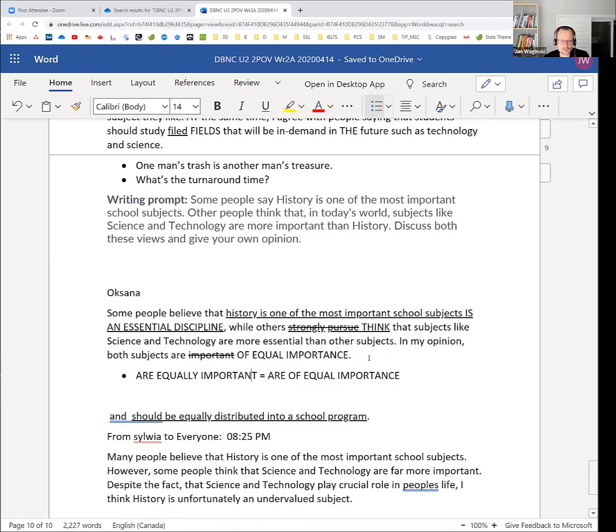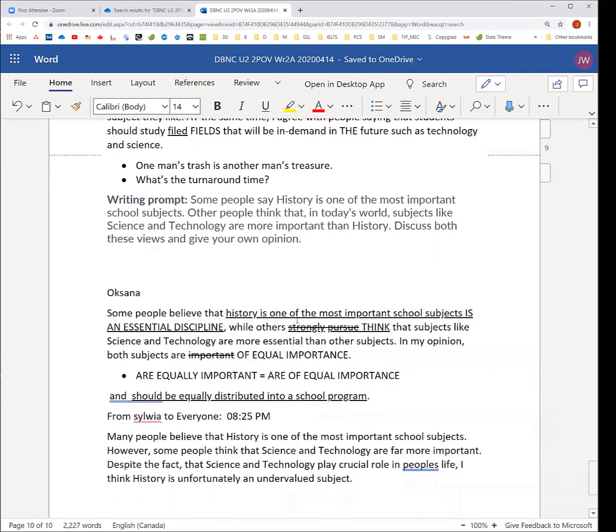Okay, in my opinion, both subjects are of equal importance. That's it. This is not crazy complicated. Should be equally distributed into a school program. It's really hard to visualize what that means. Okay. So here, we still need a synonym for this. Okay, I'm not letting you off the hook yet.